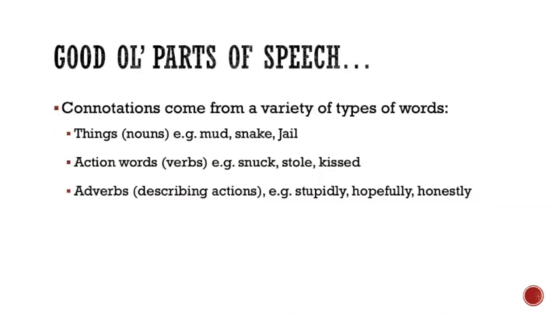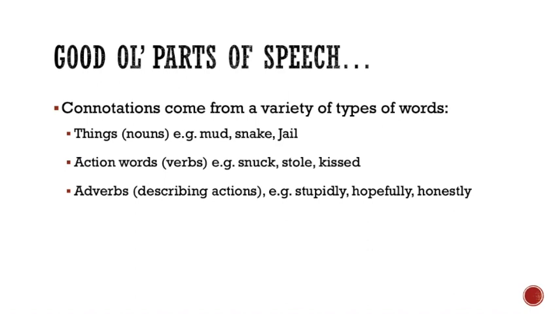Okay, if you're listening to this, you have written down your 10 words with strong connotations. Congratulations, well done. Let's delve deeper now into connotations. Connotations come from a variety of types of words. They can come from things, so that is nouns. For example, mud, snake, jail. All of those things are nouns. That is, they are objects, they are things. We can include connotations by including objects that have got a strong emotional attachment or a strong connotation.